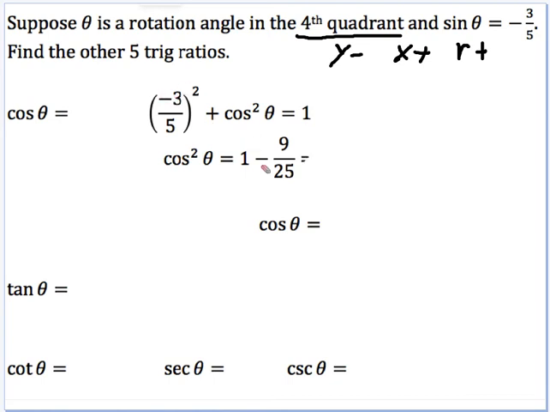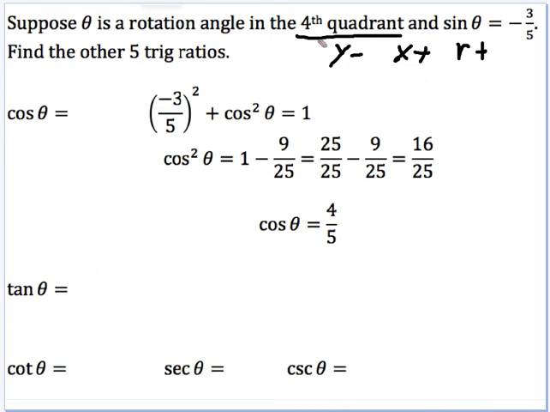The -3 squared is 9, and the 5 squared is 25. And I'm moving that fraction over here, so it's 1 minus 9/25. To subtract a fraction, I'm going to have a common denominator, so the 1 becomes 25/25 minus 9/25, and that gives me 16/25, and that's what cosine squared theta is. I'm going to square root 16/25, and I get 4/5.